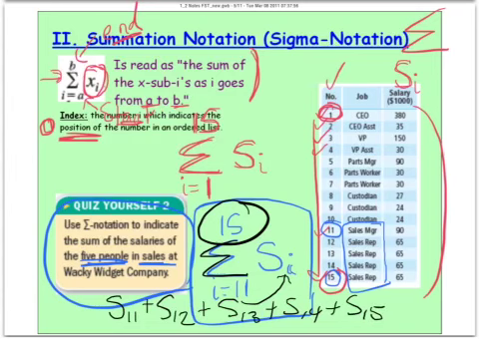Well, my S sub 11, this is S sub 11. That's in the 11th position. This is S sub 12, that's in the 12th position. This is S sub 13, that's in the 13th position. So it says come on in and add up all of those numbers together.